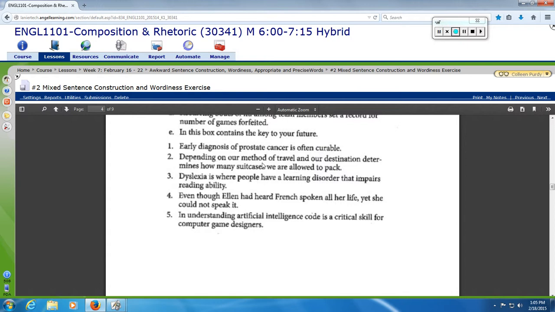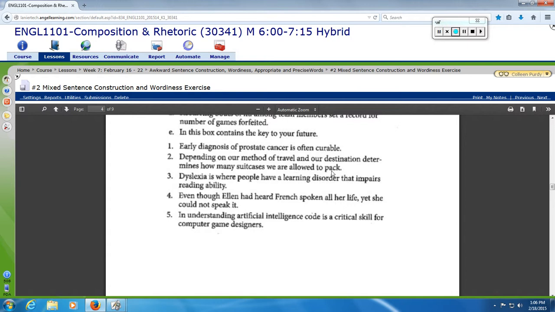"Depending on our method of travel and our destination determines how many suitcases we are allowed to pack." Depending on our method of travel and our destination, this is a participial phrase. Depending upon our method of travel and our destination, this cannot be the subject of the sentence.